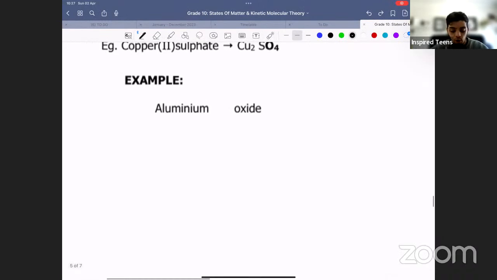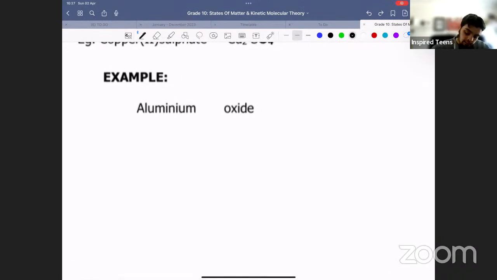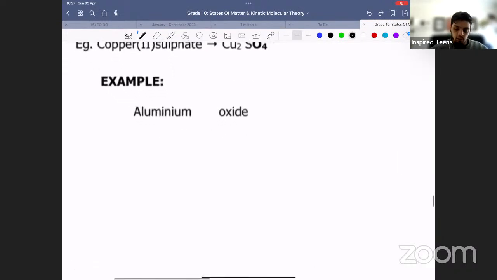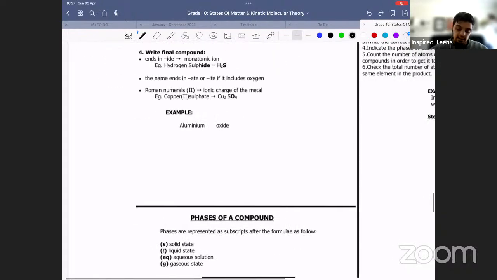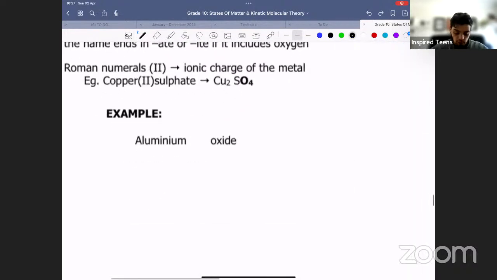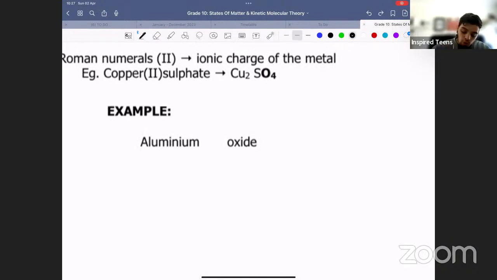So if we have aluminium oxide, now aluminium, okay, whenever we're formulating compounds, writing the chemical formula of compounds, we need to know its ionic charge. That's important. Its ionic charge.